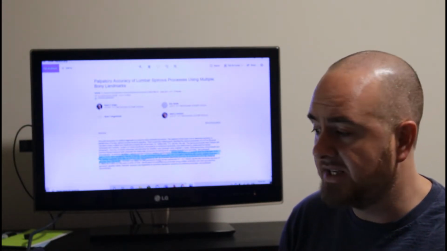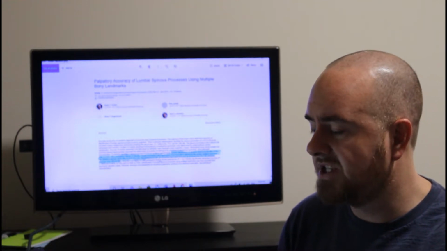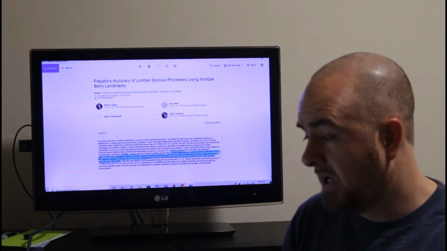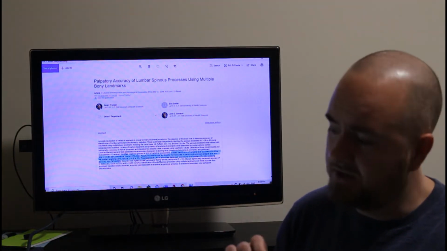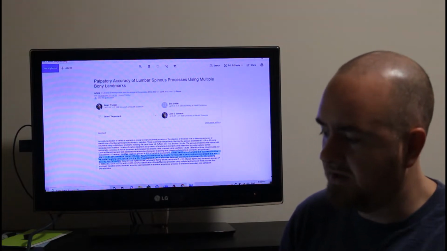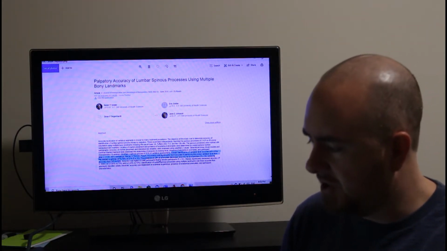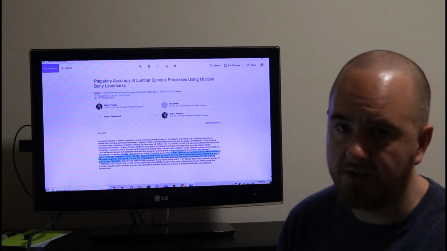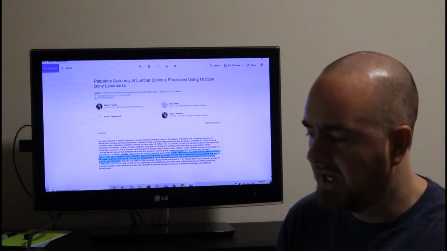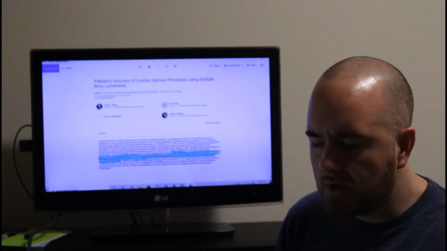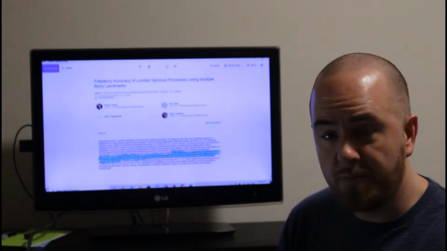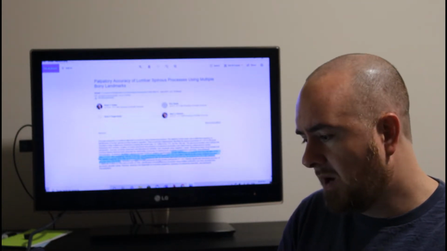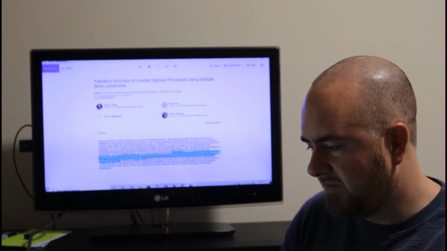So here what we're looking at is palpatory accuracy of lumbar spinous processes using multiple bony landmarks, and this is from 2011. Dr. Karen T. Snyder, Dr. Eric Snyder, Dr. Brian Dagenhart, and Jane C. Johnson, who I believe is a research assistant at the Kirksville College of Osteopathic Medicine, or A.T. Still University, however you want to term it. But what they were looking for is how accurate are people when they're looking for lumbar spinous processes.